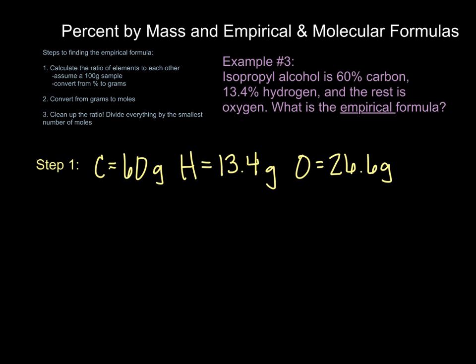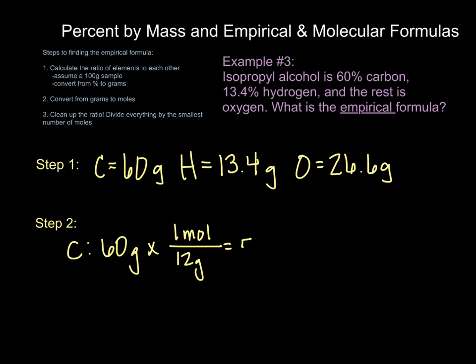So now in my assumed 100-gram sample of isopropyl, I have 60 grams of carbon, 13.4 grams of hydrogen, and 26.6 grams of oxygen. Step 2 then tells us to convert from grams to moles. So for my carbon, I have 60 grams. I do my conversion factor, and in 1 mole of carbon, I have 12 grams. So I have 5 moles of carbon.